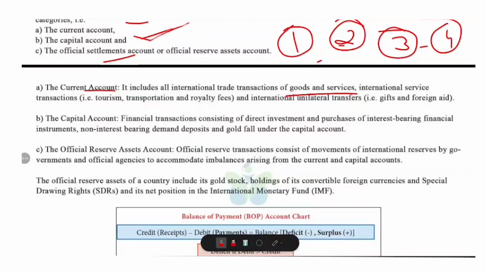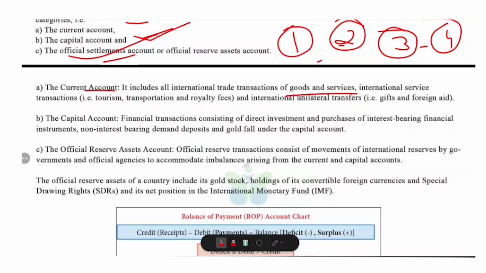And what about the capital account? It records capital transfers and transactions in non-financial assets, and it includes FDI, then portfolio investments, then loans and borrowings from abroad and so on. And what about financial account? It records changes in foreign assets and liabilities of a country, and it includes reserve assets held by the central bank, government and private sector foreign assets and so on.